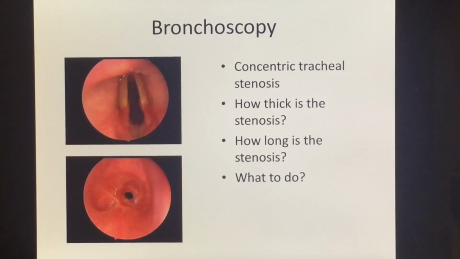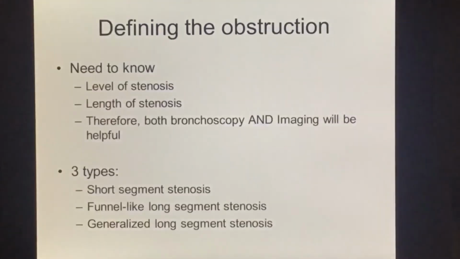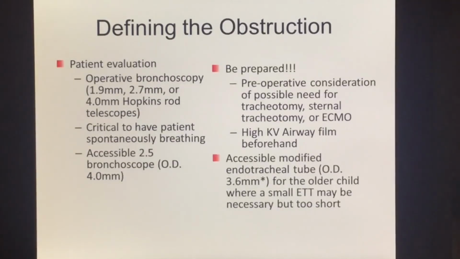Critical things that you want to ask yourself is how thick the stenosis is, meaning is it just a mucosal stenosis, or does it have scar to it, or does it even have cartilage involved in it? How long is the stenosis, and how would you approach it? A great way to assess the length of the stenosis is through imaging, through a CT scan or an MRI. So you need to know the level of the stenosis, the length, and therefore both a bronchoscopy and imaging will be helpful. There are 3 types of obstruction: short segment stenosis, funnel-like long segment stenosis, and generalized long segment stenosis.